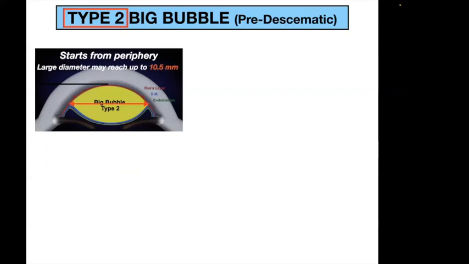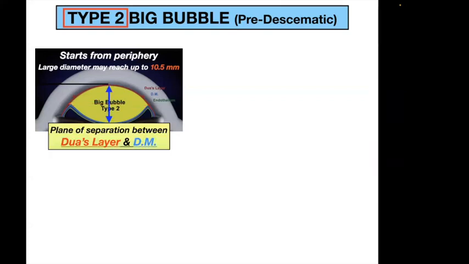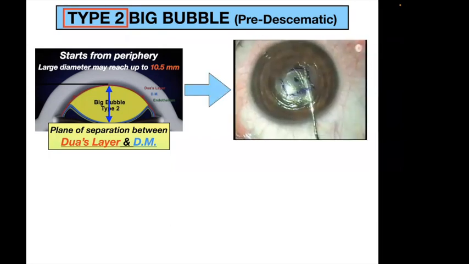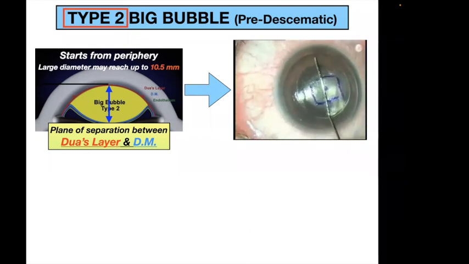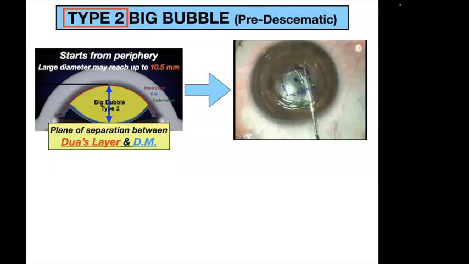It has a large diameter, and may reach from limbus to limbus. And as you see, the plane of separation is between the dua layer in front and Descemet layer behind. That's why we sometimes call it the pre-Descemetic big bubble. This big bubble is characterized by its clear edge. As you see, this clear edge, I will do it again in slow motion.